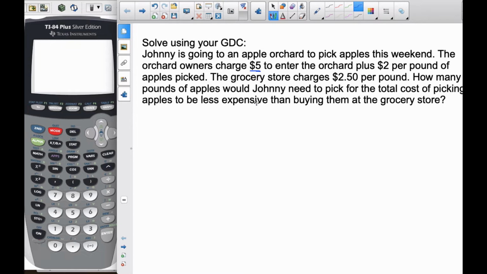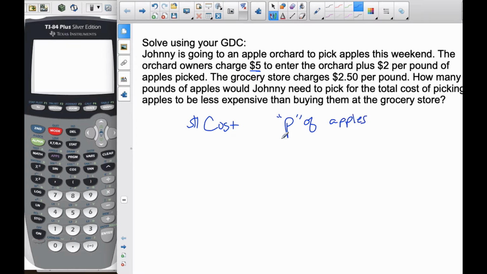Okay. So what are we looking for? What are the two unknowns in this problem? I don't know how much it costs. I don't know what the C is, the cost factor, which is going to be in dollars. I think the other thing is how many pounds of apples. Right. So I'll call it P for pounds of apples, and C for cost.